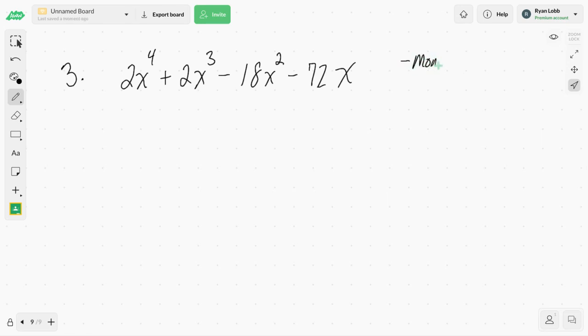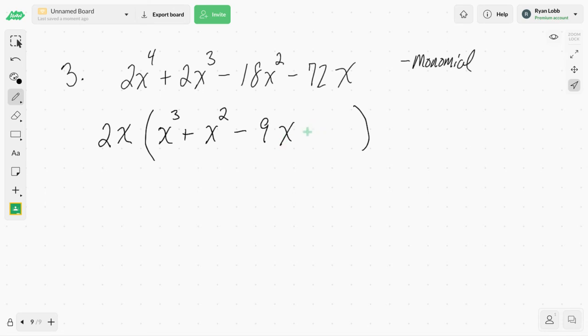We want to look for a monomial to start. Look for a monomial and say, what's in common with 2x to the 4th, 2x cubed, 18x squared, and 72x? What's in common there? There's clearly a common factor of 2: 2, 18, 72. X to the 4th, x cubed, x squared, and 1x, so 2x. So that's what I factor out first. And then what's left is x cubed plus x squared minus 9x minus 36.